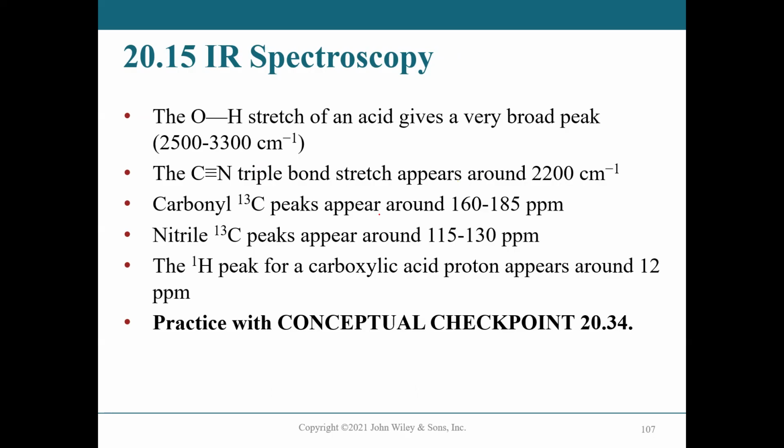The carbon-13 peaks appear around 160 to 185 on a carbon-13 NMR. Nitrile carbon-13 peaks appear around 115 to 130. And when looking at proton NMR, the peak for a carboxylic acid proton appears around 12 ppm. So that's really downfield.